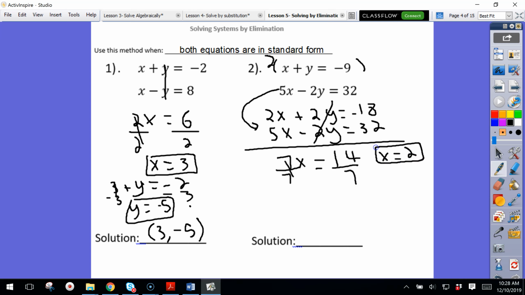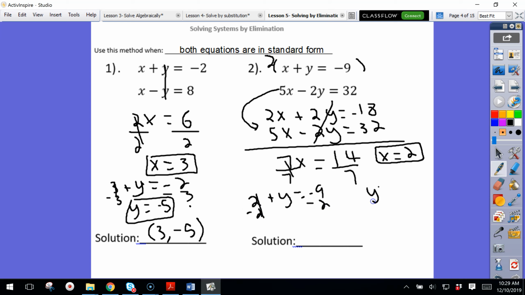We can plug that into the first equation or the second equation to find the value of y. It's easier to plug into the first equation because the first equation is pretty simple. So we have 2 plus y equals negative 9. Subtract 2 from both sides.